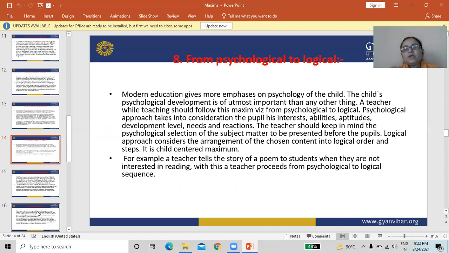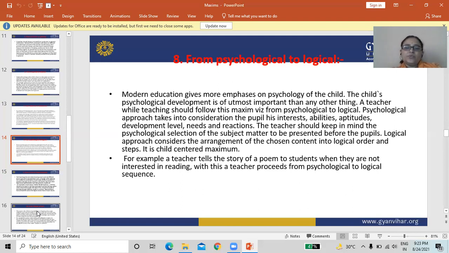From psychological to logical. Modern education gives more emphasis on the psychology of the child. The child's psychological development is of utmost importance, more than any other thing. A teacher, while teaching, should follow this maxim of psychological to logical.